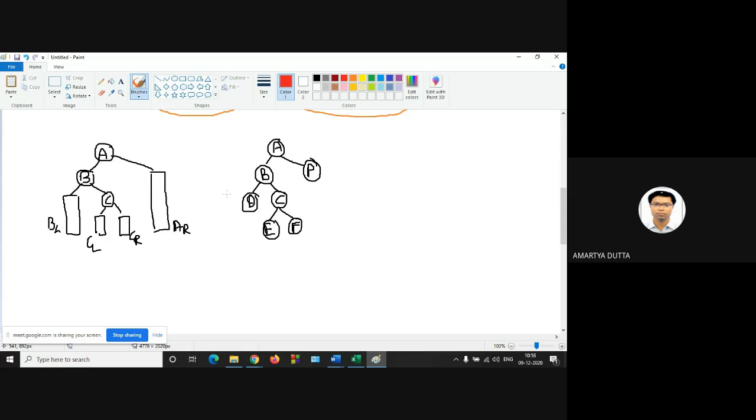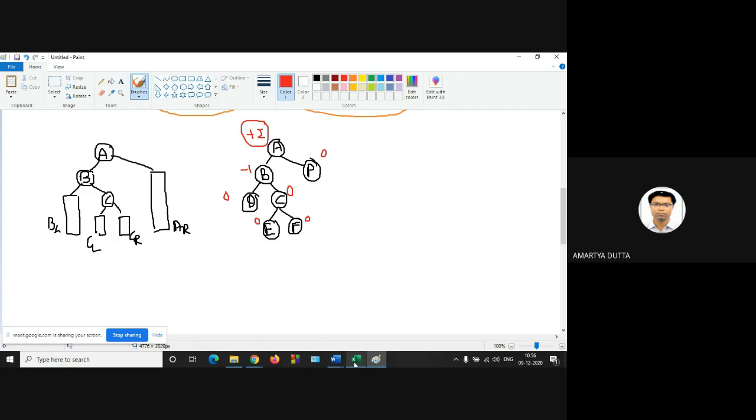So this is 0, 0, 0, 0. Okay, so this will be minus 1. Minus 1. Minus 1. So this is minus 1, and this will be 0, 0, so plus 2. So this is plus 2. Okay, this is plus 2. So this is not balanced.